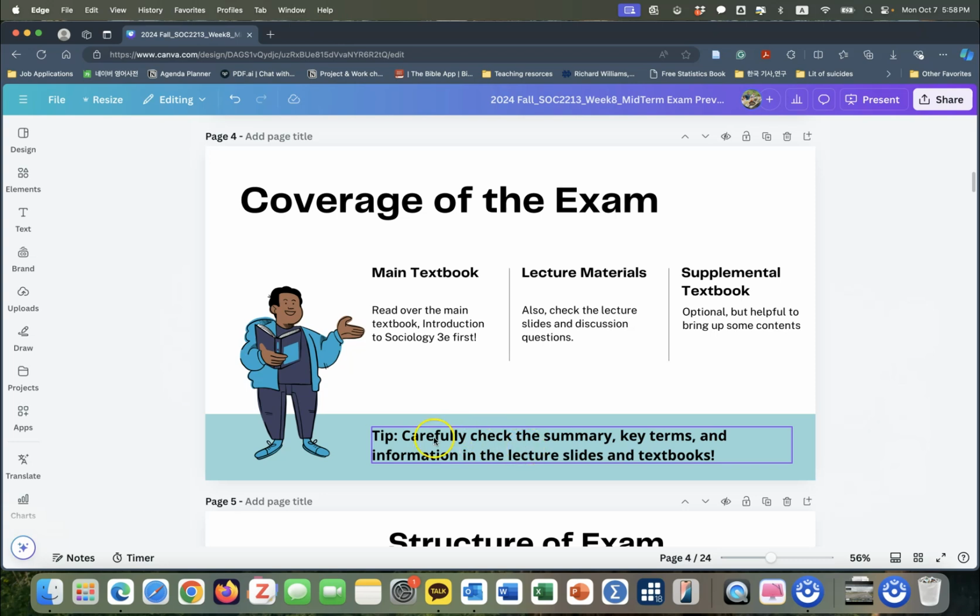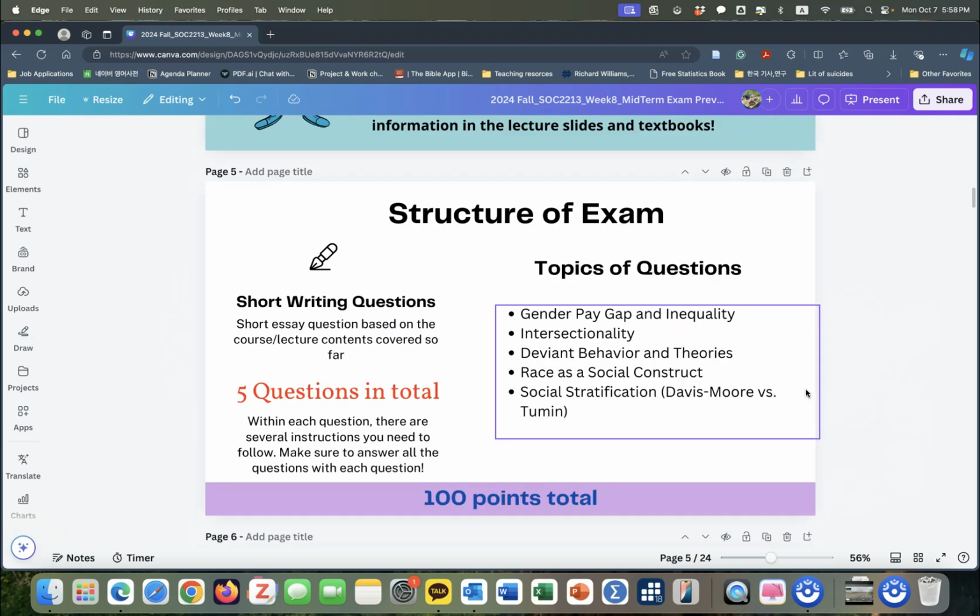So make sure to check all the summaries and the lecture slides, make your own notes, and check the key terms, because everything I covered in this lecture or the course contents will be included in the exam. I cannot make a lot of questions, but you can make sure that you are not missing anything.